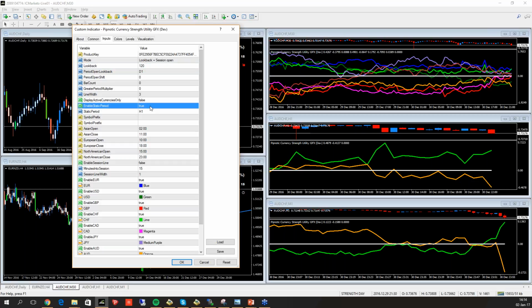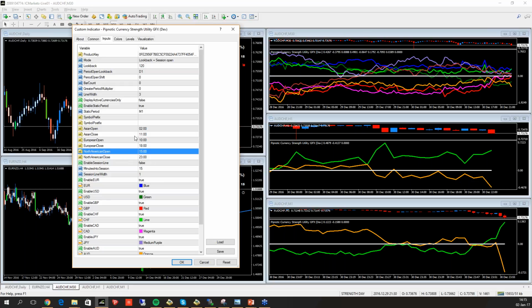And ideally you want to put the enable static period on true, and the static period you want to put on 1 minute. And then this will enable you to look at currency strength in minutes since the beginning of the Asian session, since the beginning of the Asian Open, and once the European session opens, since the beginning of the European Open, and when the American session opens, it'll start showing you strength information in relation to the currencies since the open of the North American session.